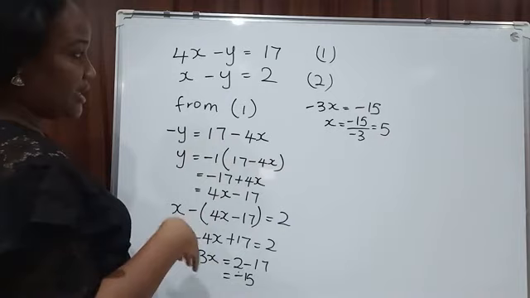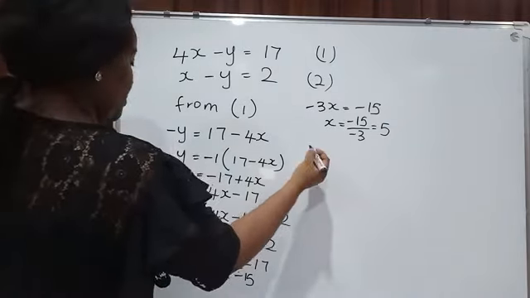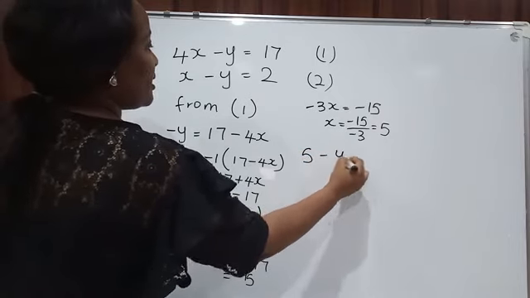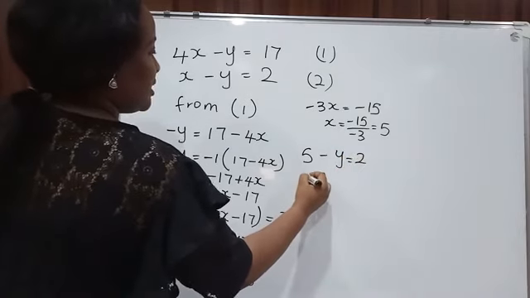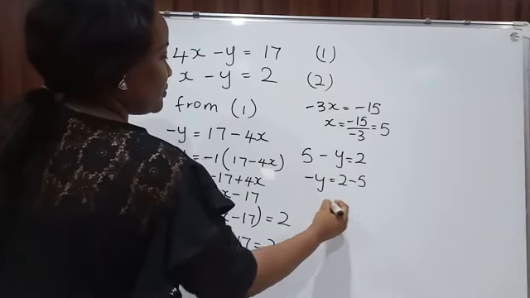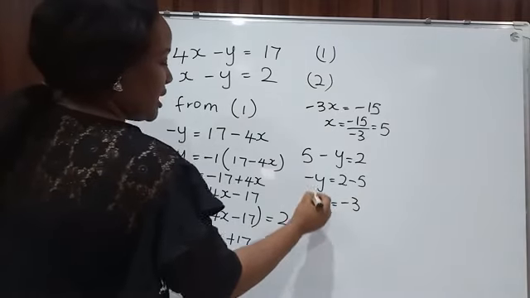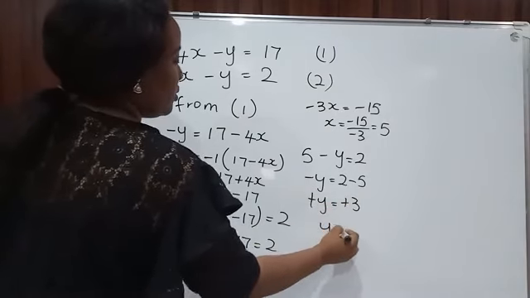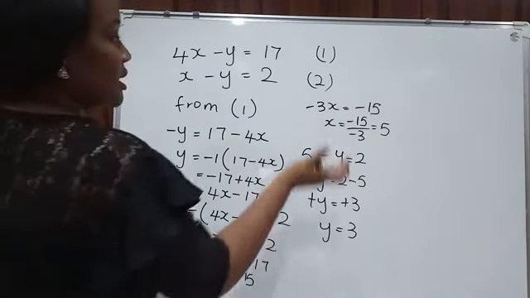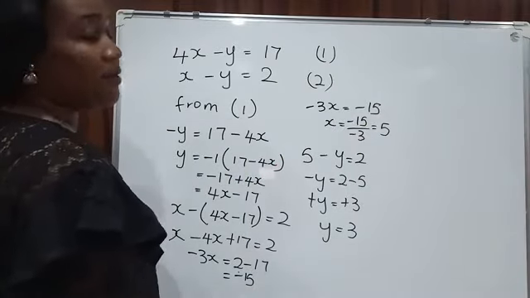Now substituting back into the equation, let's use equation 2. We have 5 minus y equals 2. We have minus y equals 2 minus 5, minus y equals minus 3, and our y equals 3. Feel free to substitute the answers into the equations and see if our answers are correct.